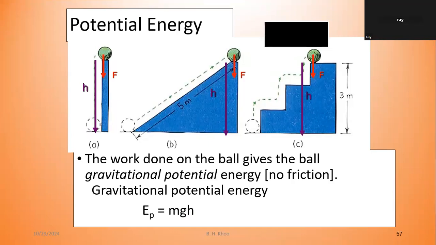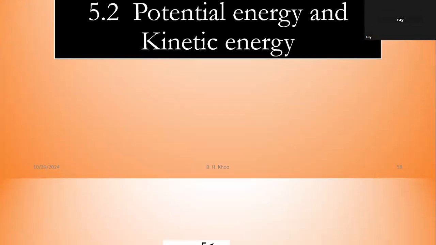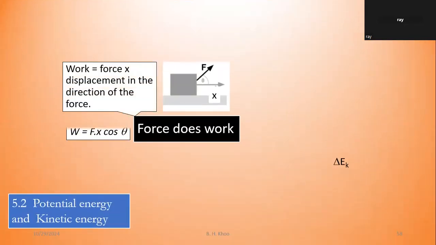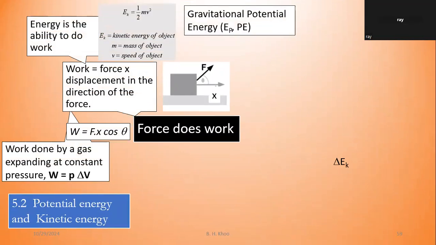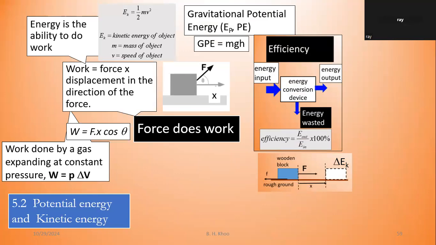Whether you drop it from a high h, or the object moves down a smooth slope, or it goes down in steps, the height is the same, so the potential energy is still the same. So this summarizes what we have covered. Your own mind map helps you remember all the things that you need to remember.